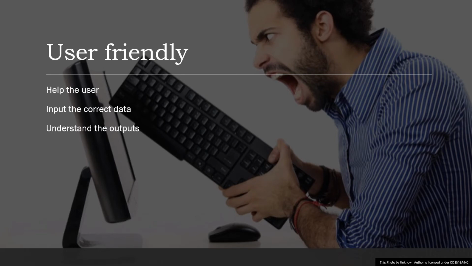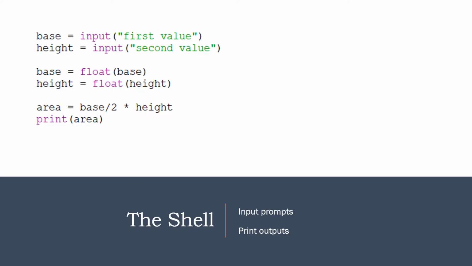If a program is user-friendly, both the inputs and the outputs are well designed to help the user, to make it easy and pleasant for them to use your program, unlike the gentleman in this picture. Here's an example of a program that works, but the person who wrote it hasn't thought much about making it user-friendly. This program calculates the area of a triangle.